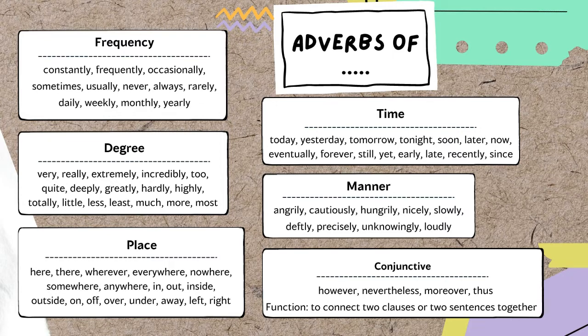Adverbs of place indicate place or direction of the action in the sentence. They answer the question of where is the action performed. Adverbs of degree express the importance or the degree or the level of the action in the sentence. They answer the question of how much is the action performed. Conjunctive adverbs are used to start the sentence and modify the whole sentence, or to connect two clauses or two sentences together.